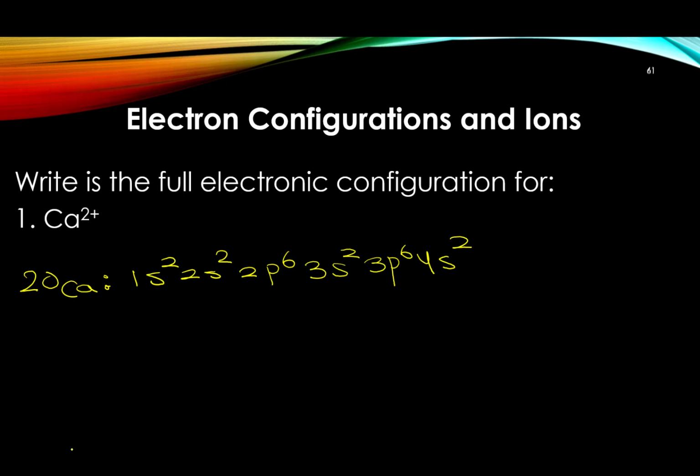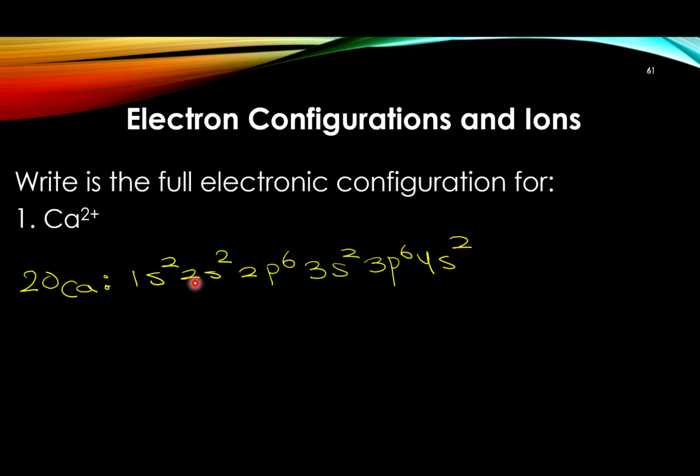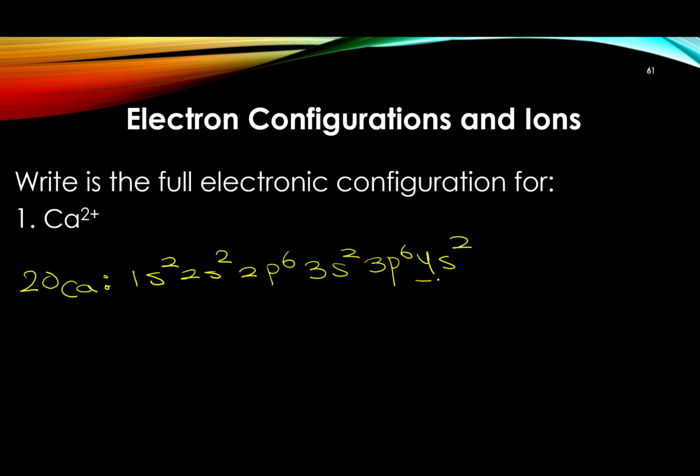Then what we have: 1, 2, 2, 3, 3, 4. The valence shell is the one with the highest principal energy level, which is 4. Then 4s is our valence shell. Then we're going to remove electrons from the valence shell.